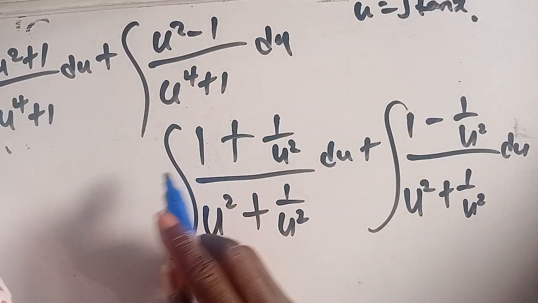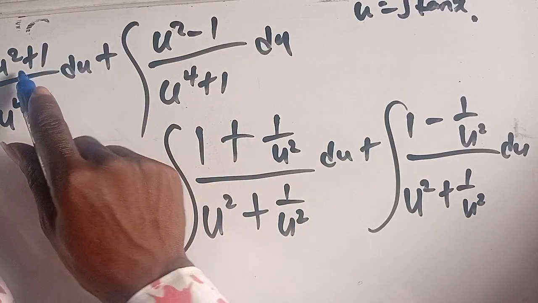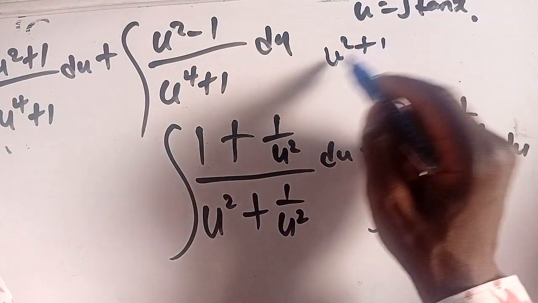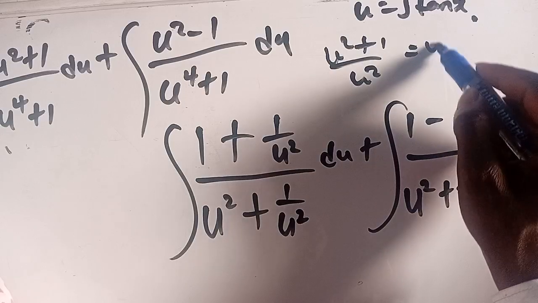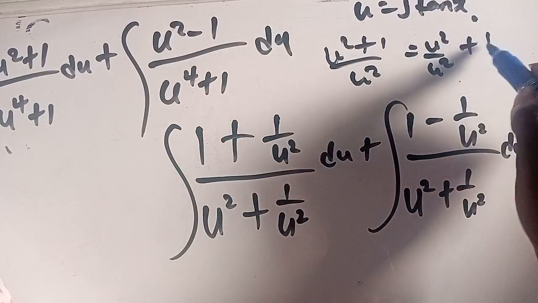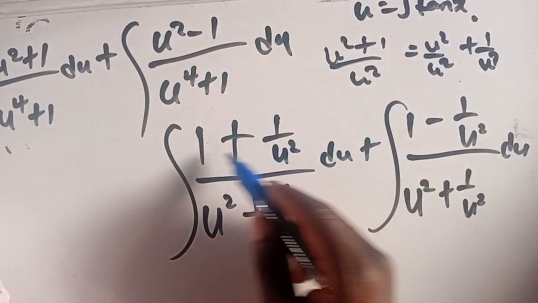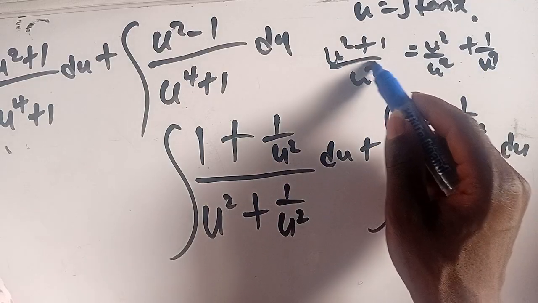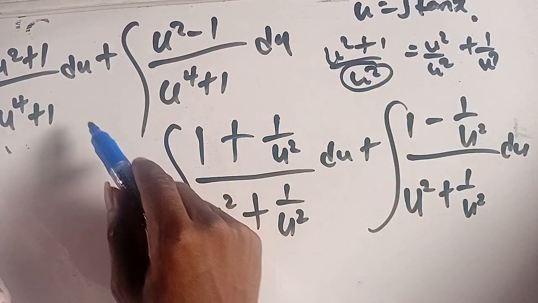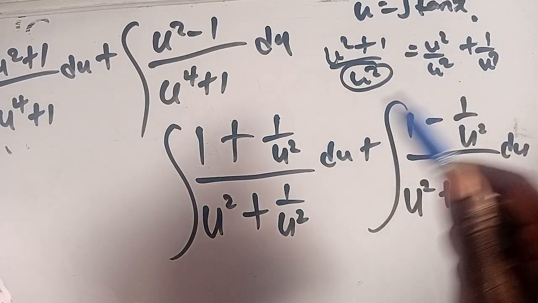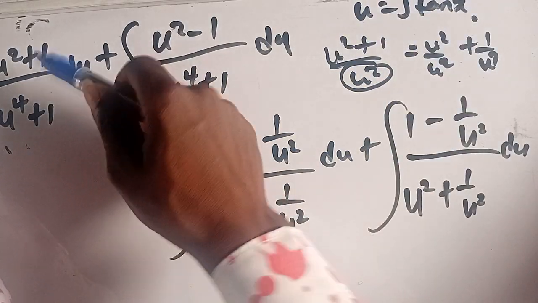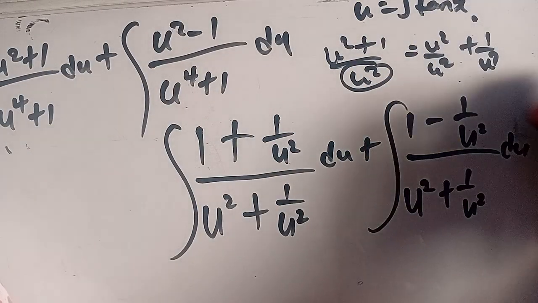What I wrote here is just like saying this u square plus 1 is u square plus 1 over u square. You can write it as u square over u square plus 1 over u square, and this one turns to 1, this one turns to this. So if I divide the numerator by u square and the denominator also by u square, if I cross multiply, u square will cancel u square, and it will give me this question back. So there is no problem.